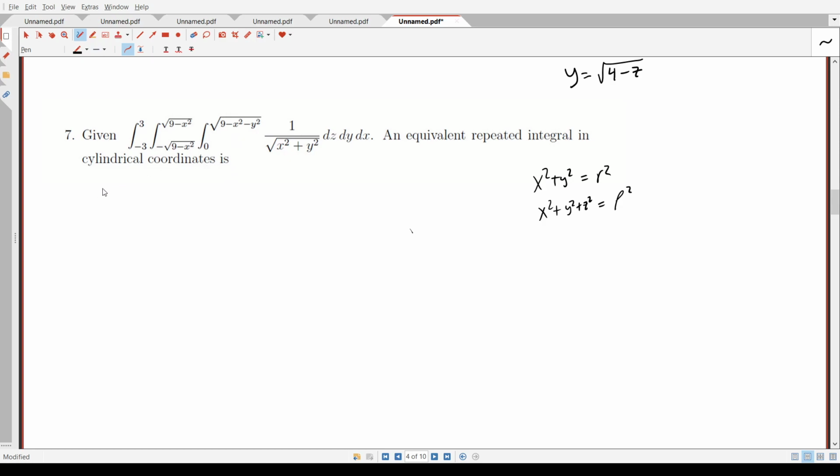Okay, so it tells us cylindrical. So we integrate this, and let's convert this to cylindrical. So that's going to be 1 over r times r dr d. Actually, let's do dz dr d theta.